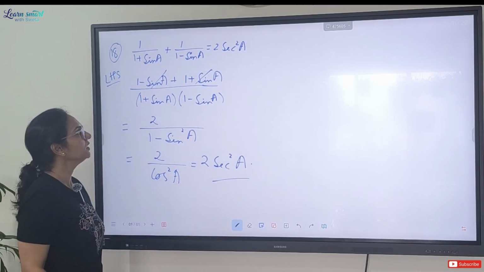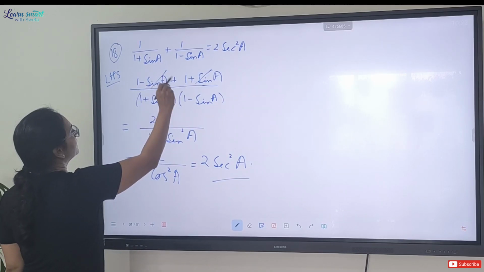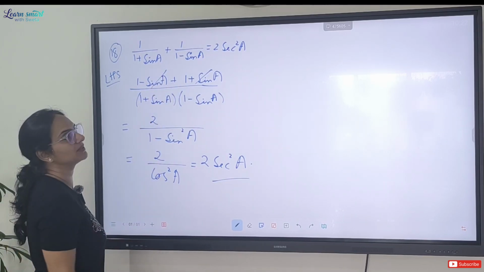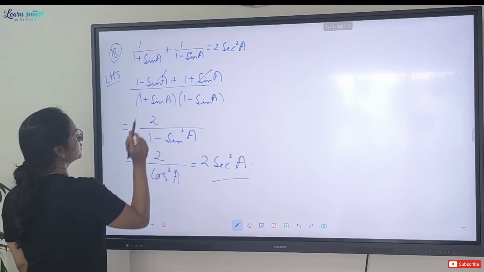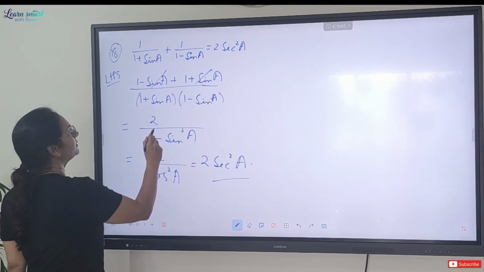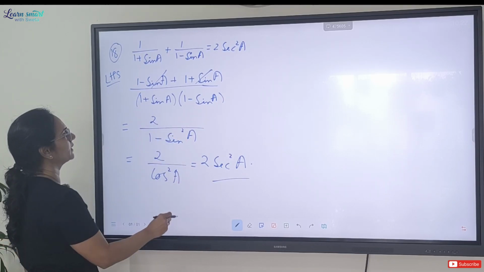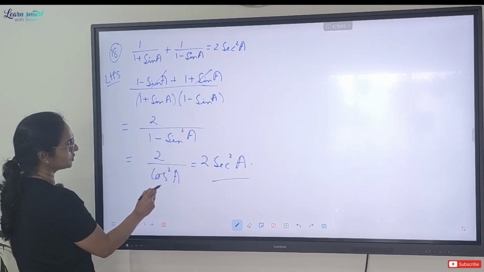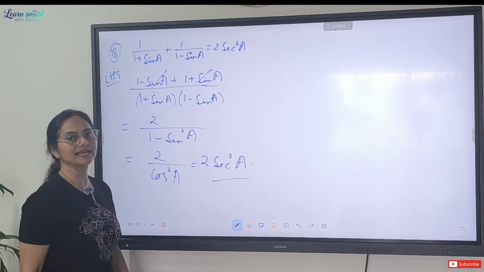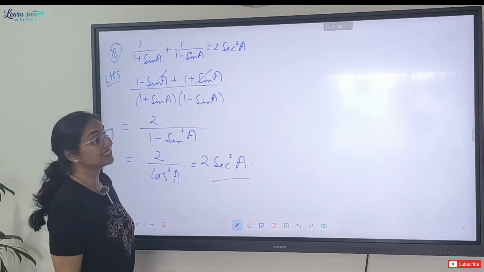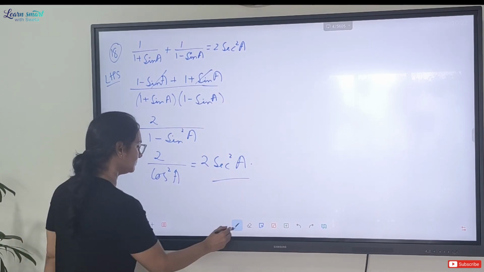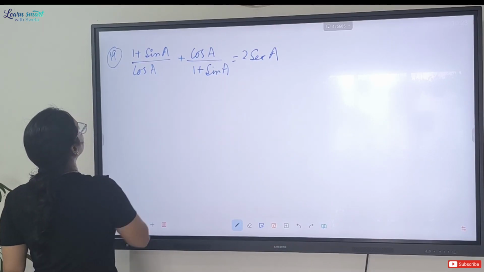And we are done. So what we have done over here, just taken the LCM, minus sin A plus sin A cancels. 1 plus 1 is 2, you get that. Denominator, you write this as 1 minus sin square A, which can be written as cos square A, and then you get 2 sec square A. Let's see the next question, question number 19. Let's look at question number 19.